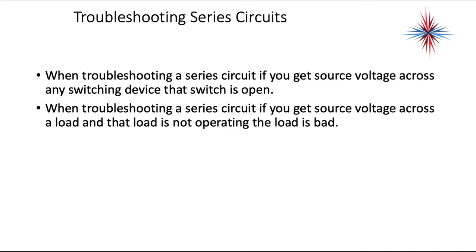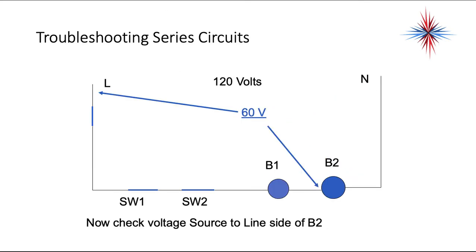When troubleshooting a series circuit, if you get source voltage across any switching device, that switch is open. When troubleshooting a series circuit, if you get source voltage across a load and that load is not operating, the load is bad. In other words, if I would have gone back here and gotten 120 volts and my B1 is not lit, I have a bad load. The light bulb's burnt out.